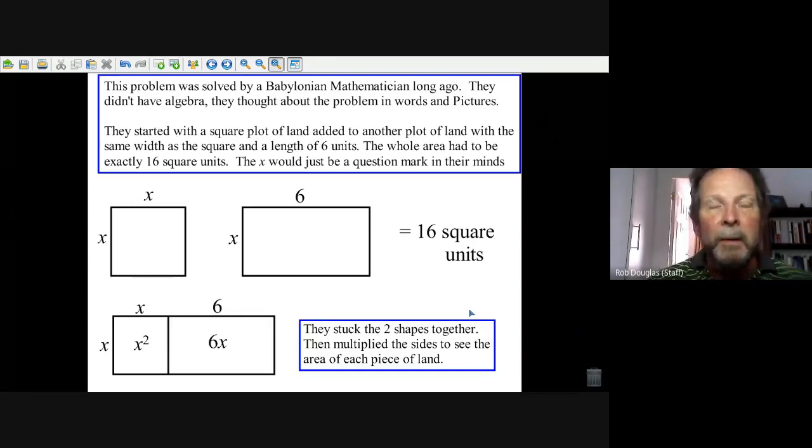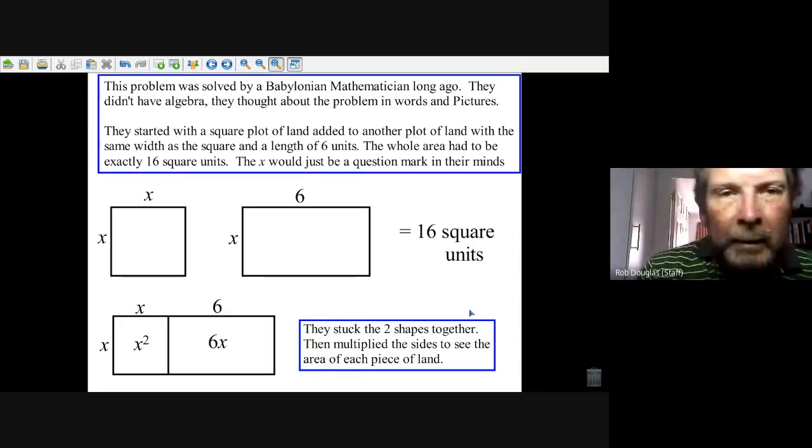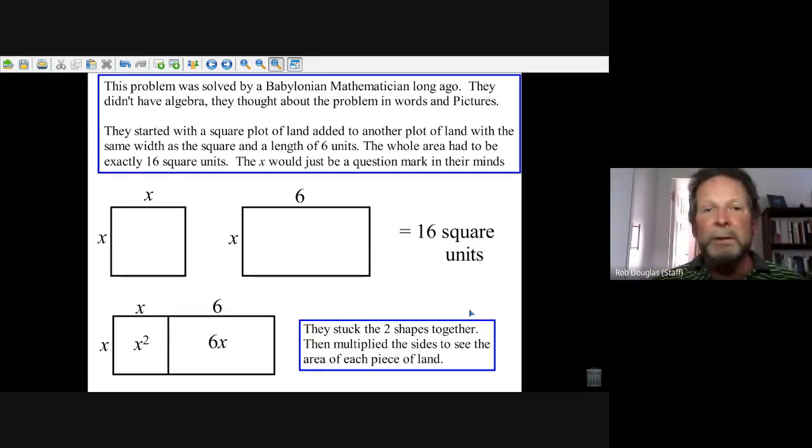Okay, this is about a quadratic problem that was done many, many years ago, thousands of years ago. There are Babylonian mathematicians, and they did this special thing. They didn't have algebra. They thought about the problem in words and pictures.